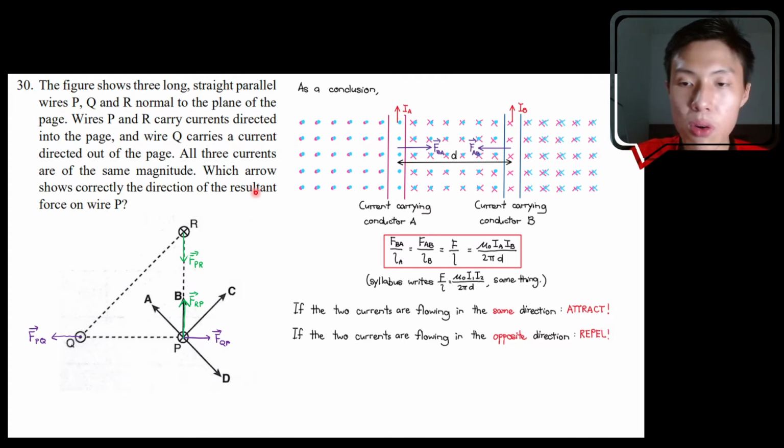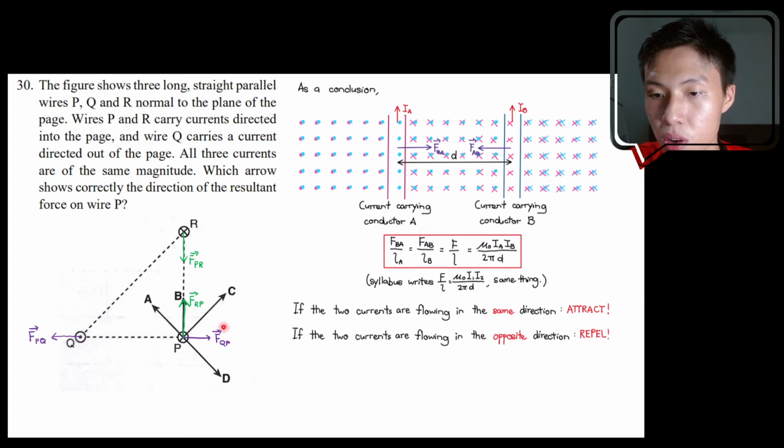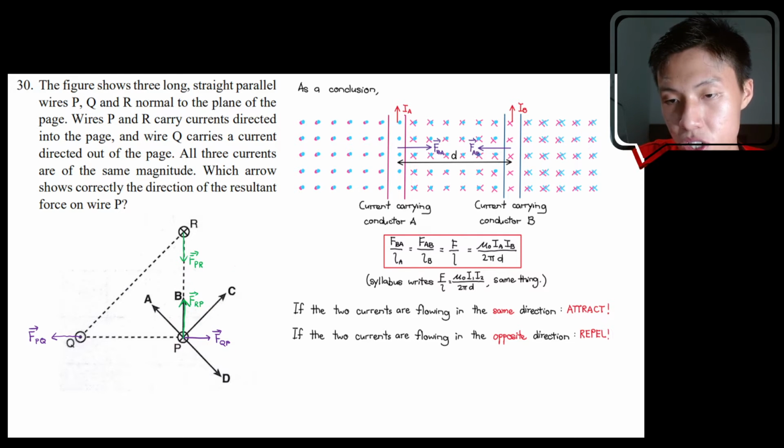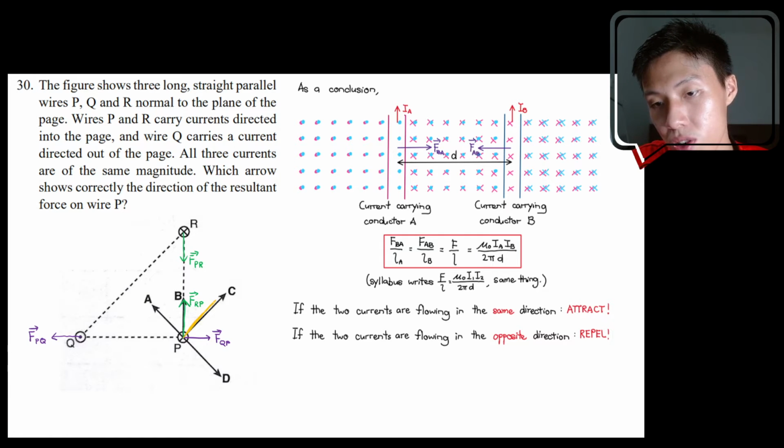But now they are only interested in the force exerted on wire P, and they ask for the resultant force. That means you need to do a vector sum of the green arrow and the purple arrow. Adding up the green arrow and the purple arrow, the direction of the resultant force should be pointing in the first quadrant. That's why your answer will be C.